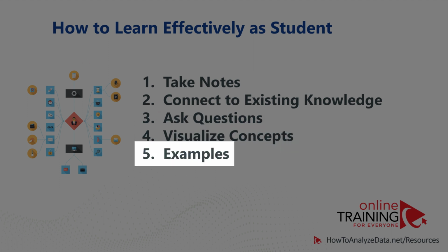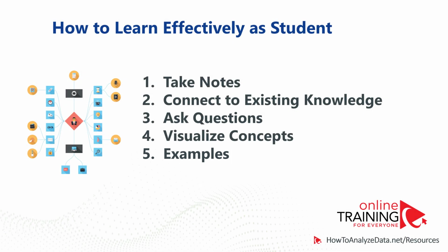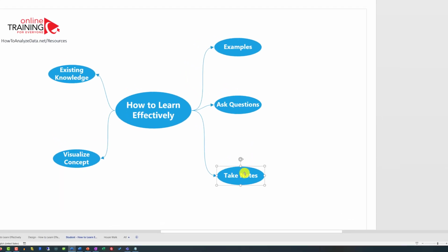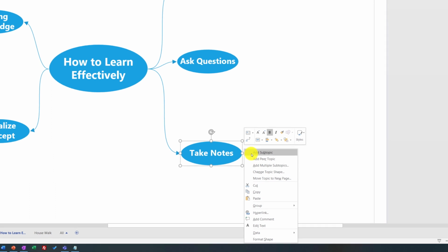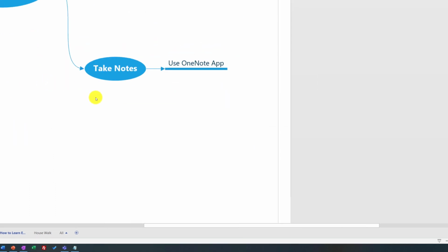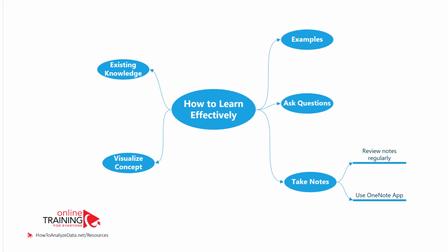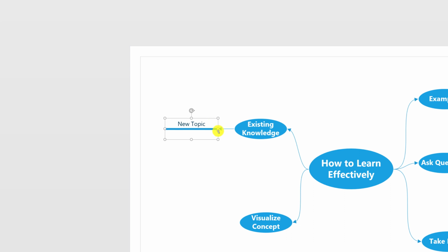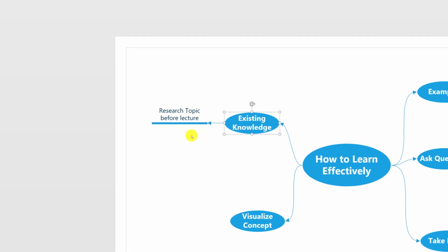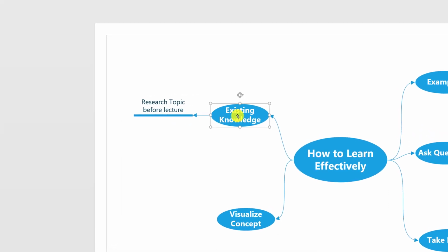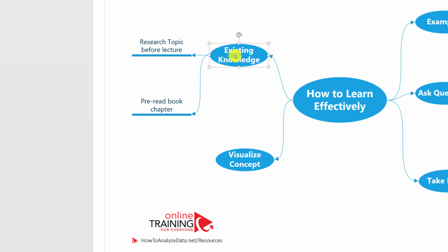Let's look at how can we take this information to the next level. For example, to take more effective notes, you can use OneNote application, and you can also review your notes more regularly. You can also do a couple things to connect new knowledge to something you already know. For example, you can research the topic before the lecture. You can also pre-read the book chapter, and you can also do online Google search on the topic.